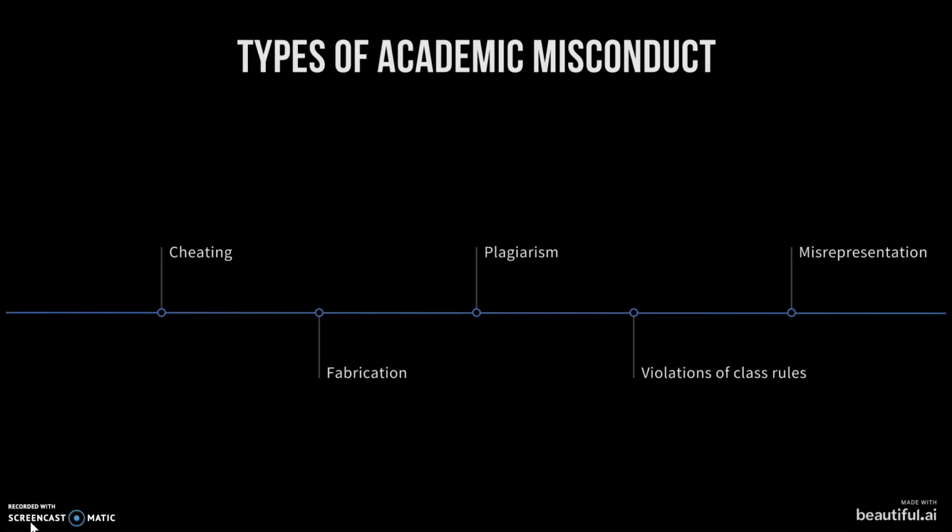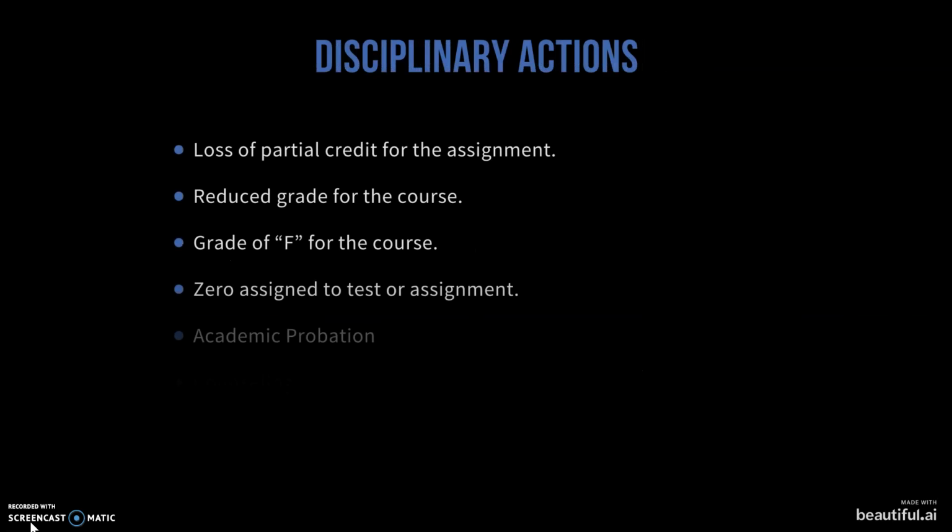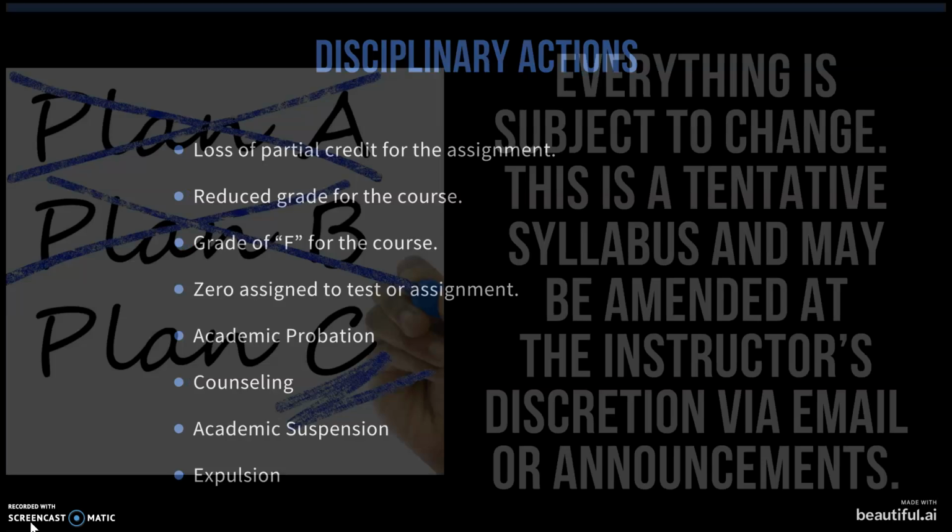Okay, some types of academic misconduct are cheating, fabrication, plagiarism, violations of class rules, and misrepresentation. Now, if any of these occur, these are the actions that could follow: loss of partial credit for the assignment, reduced grade for the course, grade of F for the course, 0 assigned to the test or assignment, academic probation, counseling, academic suspension, and expulsion. Now, hopefully none of those actions will have to be applied, okay?